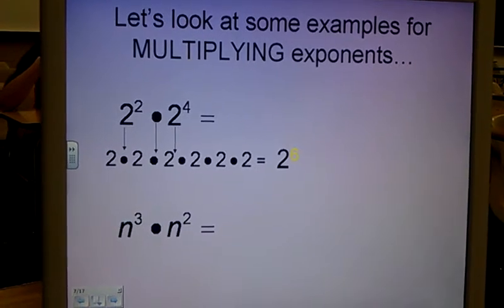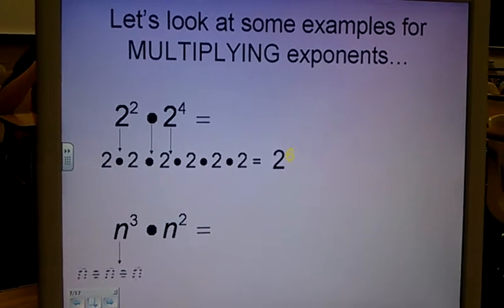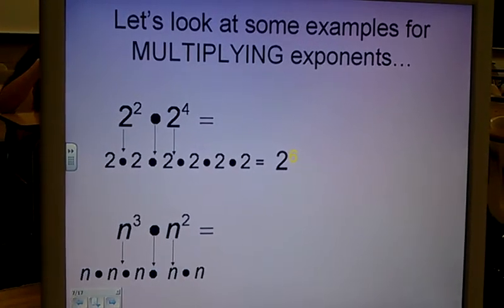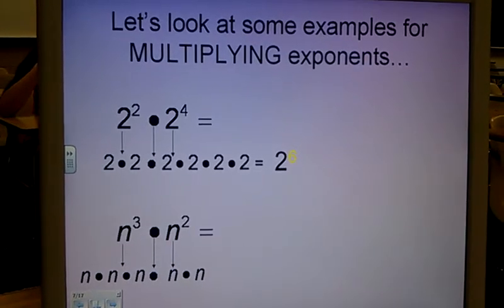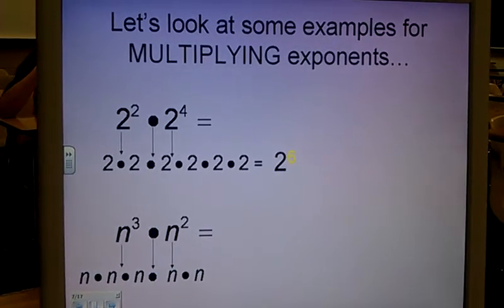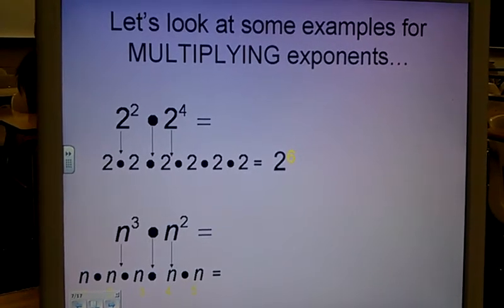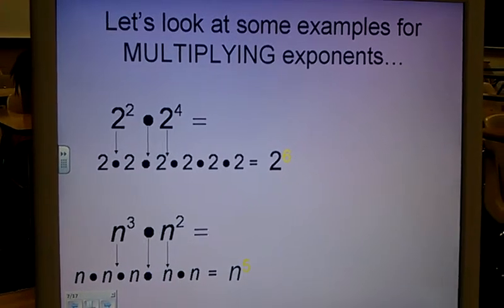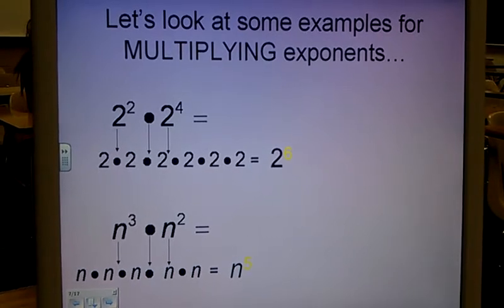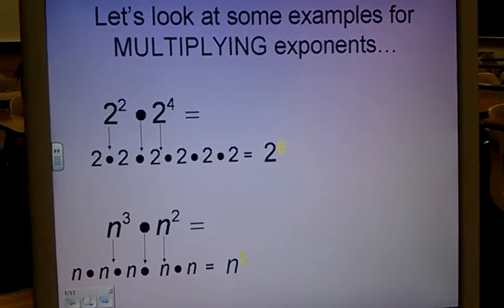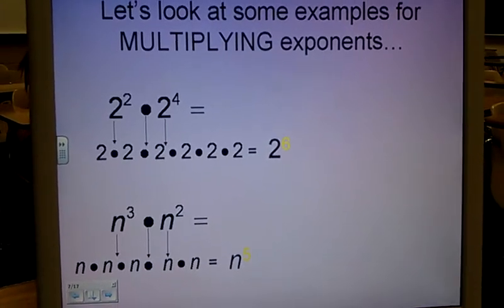Now n to the 3rd times n to the 2nd. You have 3 n's and then 2 n's. To find your answer, how many total n's do you have? It ends up being 5. N to the 5th power. What rule are you seeing happen, or what pattern are you seeing happen with the exponents when the bases are the same?